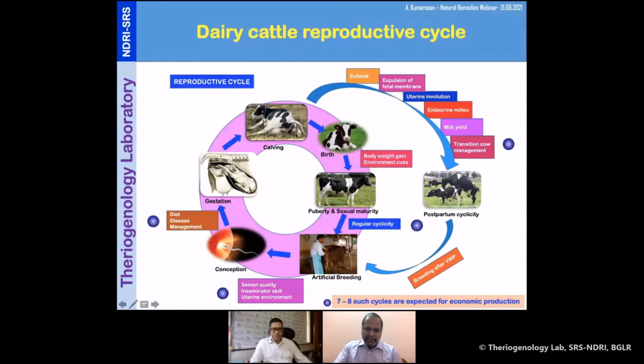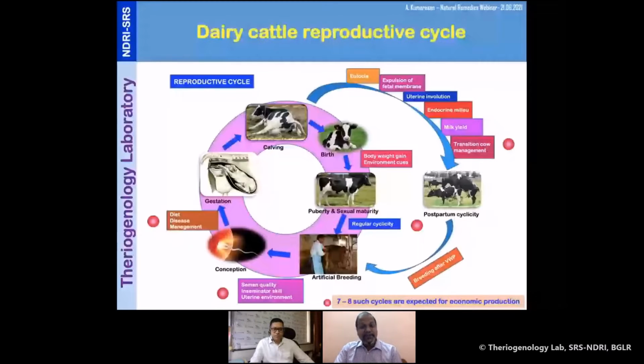Normally, what we expect is the primary one, and after that at least 6 to 7 calves, that is, 7 to 8 such cycles are expected in a dairy cattle. But what is happening nowadays? I'm not talking about 3 or 4 decades back, but now after 3 lactations or 3 calvings, there is a huge, higher incidence of reproductive disorders. And that's why abroad, in Western countries, these animals are culled and used for other purposes, which in our country we cannot. So we have to live with these animals.